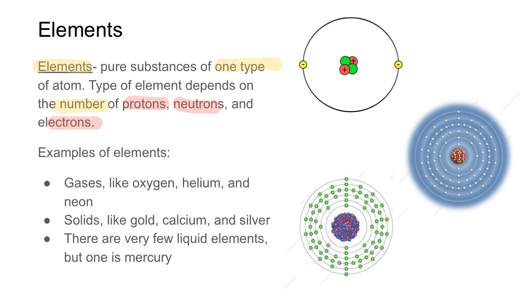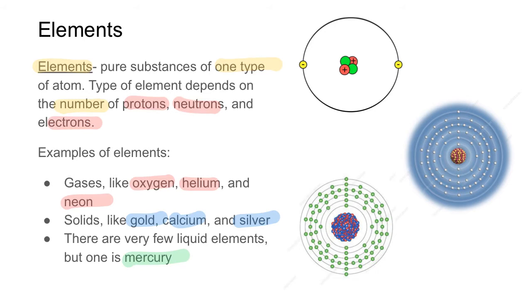Some examples of elements are gases like oxygen, helium, and neon, and solids like gold, calcium, and silver. There's not a ton of liquid elements, like elements that are naturally just in liquid form. But one example of that is mercury.